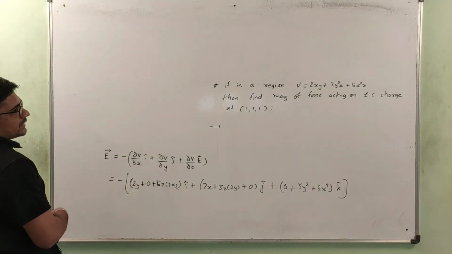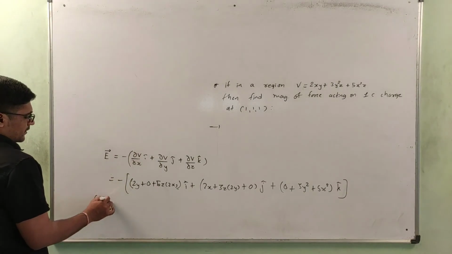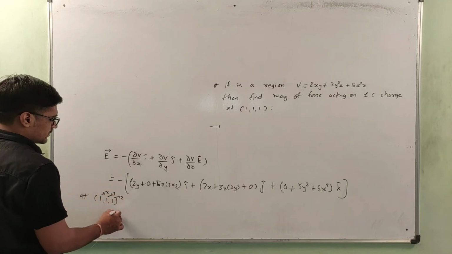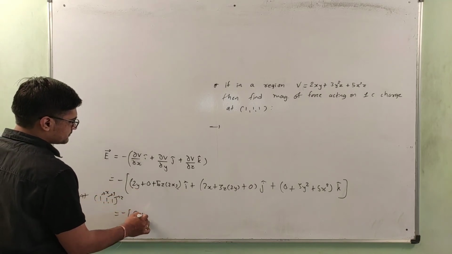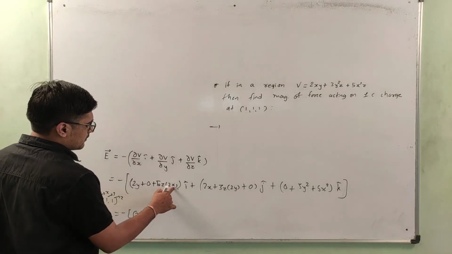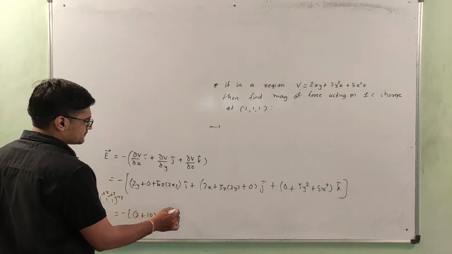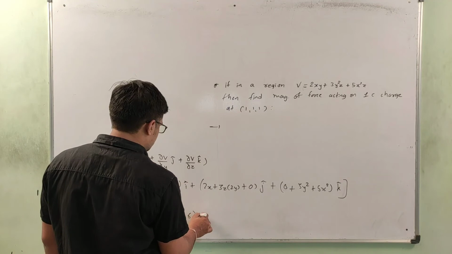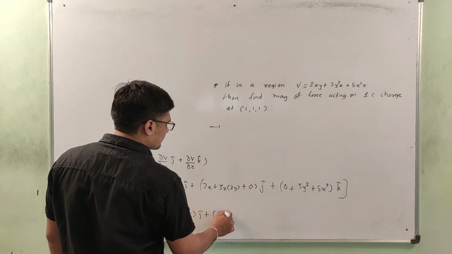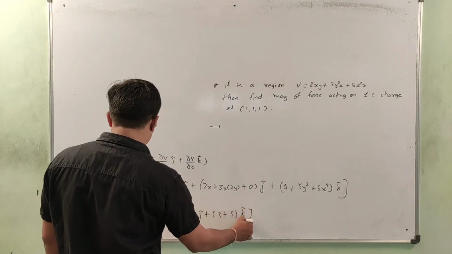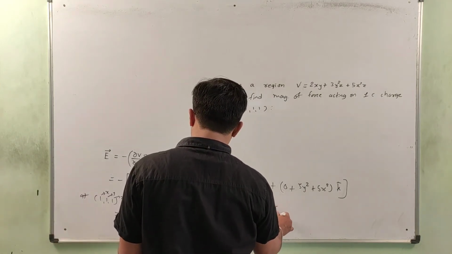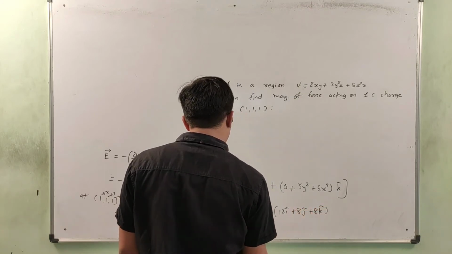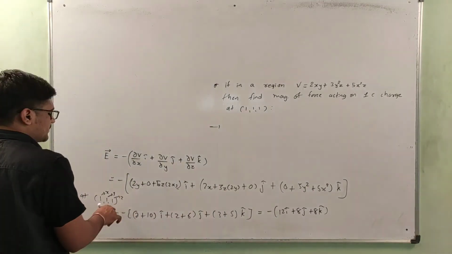Now we have to find the electric field at the (1,1,1) point. The (1,1,1) point means x is equal to 1, y is equal to 1, and z is equal to 1. So this is equal to 2 into 1 is 2, 5 into 1 is 5, 1 into 1 is 1, i cap, 2 into 1 is 2, 3 into 2 is 6, 1 into 1 is 1, j cap, 3 into 1 is 3, 5 into 1 is 5, k cap. So that is equal to minus 12 i cap plus 8 j cap plus 8 k cap. So this is the electric field at this point (1,1,1).